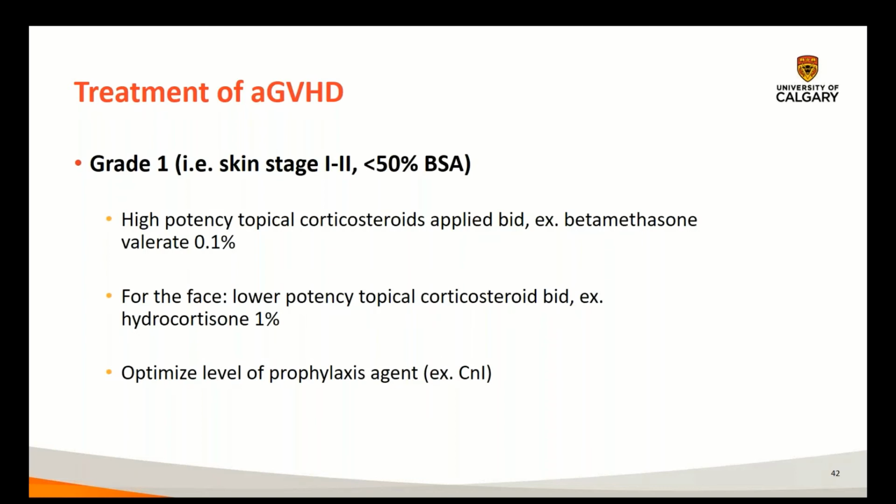We need to use lower potency topical corticosteroids twice a day on the face, and that's because the face is more susceptible to atrophy, telangiectasia, and acneiform eruptions. So a lower potency steroid like hydrocortisone 1% would be typically used there. Usually, if these patients are still on their calcineurin inhibitor for prophylaxis, you would want to optimize the level or re-increment if that patient was on a taper of their calcineurin inhibitor.